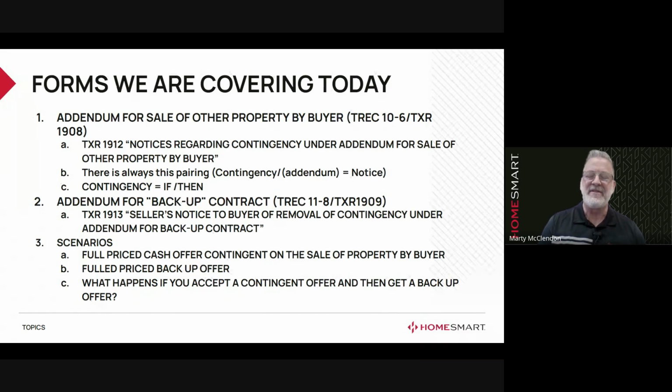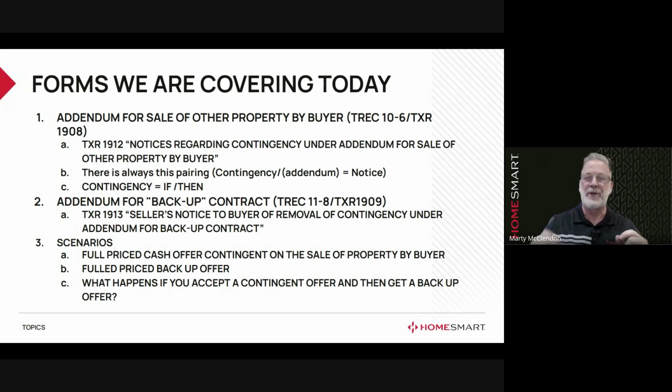It's interesting because it's an addendum that has a contingency in it tied to, right? So every time you have a contingency, you'll have a notice tied to it. And so anytime there's a contingency, it's an if-then. If this happens, then this happens. It's always tied to something. So we can write contingencies. Your 1-to-4 has contingencies built into it. With these addendums, we add in additional contingencies.